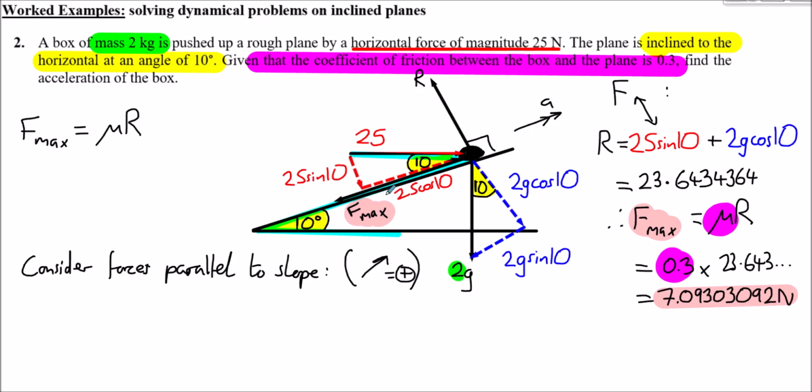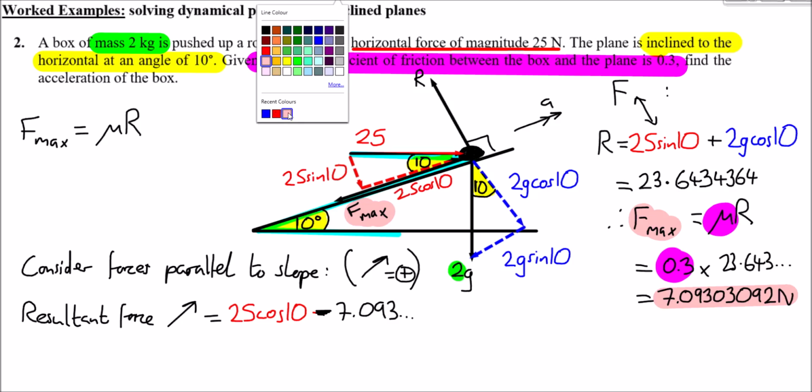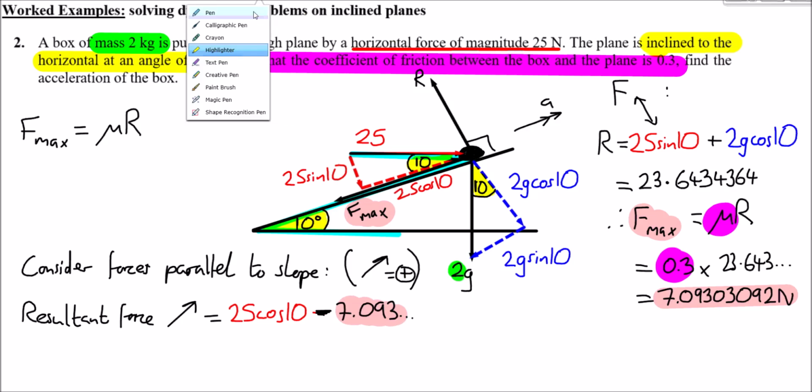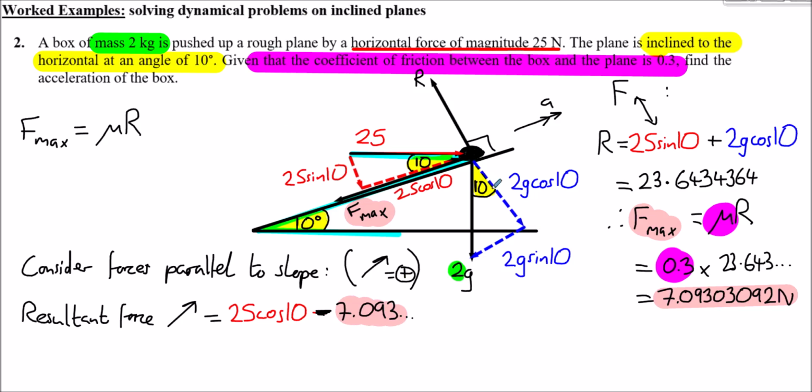So going up the slope, the component of the force we have is 25 cosine 10. So the resultant force going up will be the 25 cosine 10, but now resisting that we have F max, so we need to subtract from that the limiting friction, which is 7.093 blah blah blah, because that's going to oppose the motion. And also going the opposite way to the motion is the component of weight going down the slope, which is this 2g sine 10. So we also need to subtract 2g sine 10.